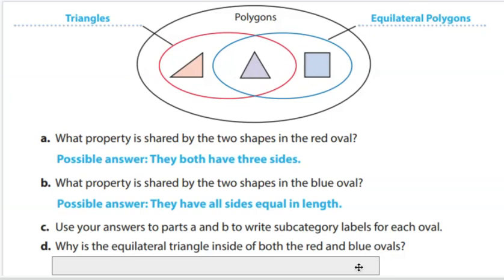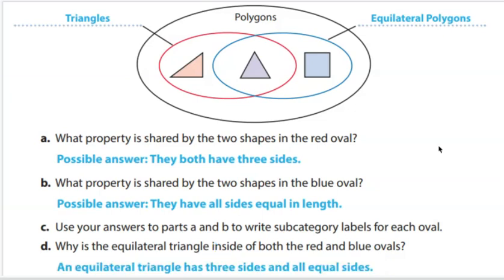So why is the equilateral triangle in both? Well, because it shares the attributes of triangles as well as equilateral polygons. So an equilateral triangle has three sides and all equal sides. So it meets the rules for this subcategory and this subcategory, and that's why it overlaps.